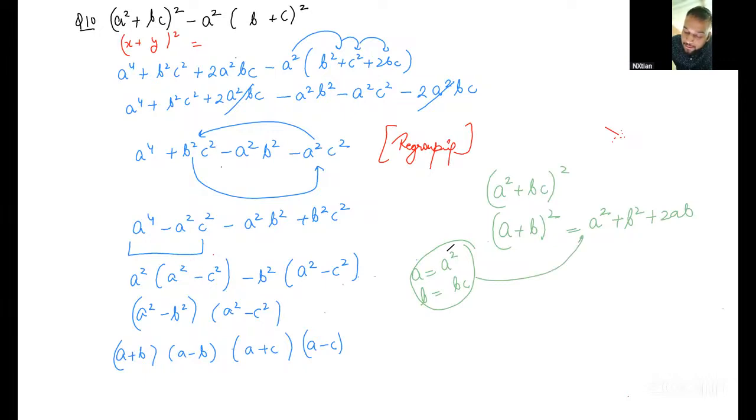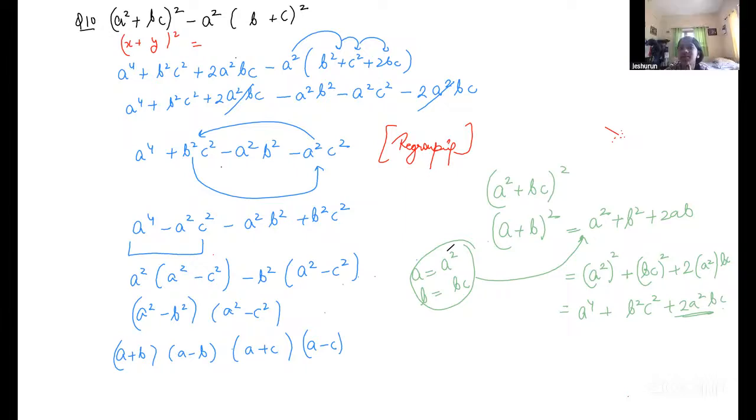So it will become a square, which was already there, and this square will also come, so it becomes a to the power 4, plus b is equal to bc, so it becomes b square c square, plus 2 into a, which is basically a square, and b is equal to bc. It will become a to the power 4, b square c square plus 2a square bc. Okay, sir, thank you for that. But what about the other one? The inner one, this one. Yes, sir.